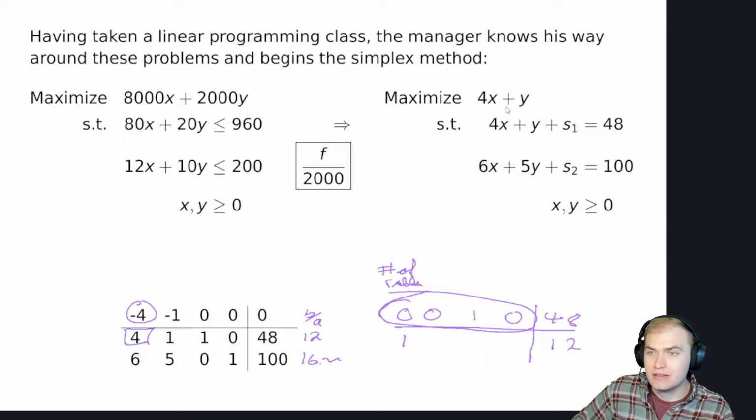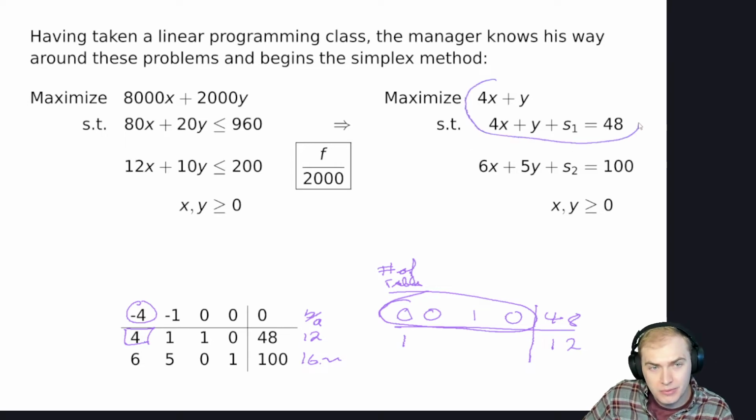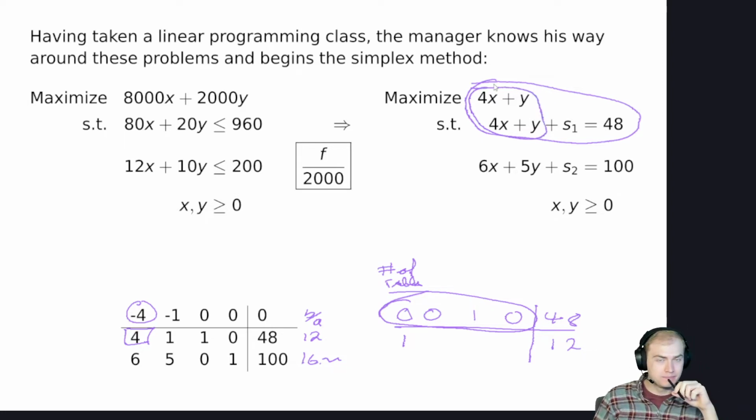If we look back at the LP itself, especially when we simplified it, we can see that these two statements, the objective function and that constraint, are parallel to each other. So that implies that there could be multiple optimal solutions.